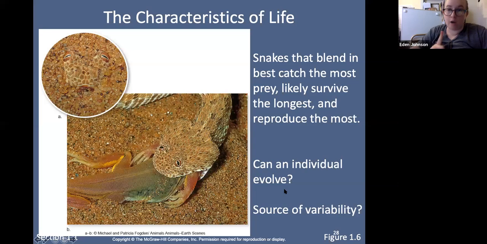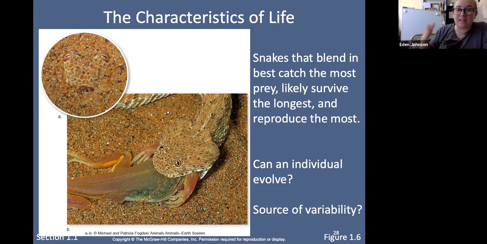So can an individual evolve? No. You are an individual and I am an individual. Can we evolve? No. Can we grow and develop? Yes. Can we change our attitudes and opinions and circumstances and living arrangements? Yes. All of those things can happen. Can we move? Can we migrate? Can we do all of these beautiful, amazing things? Yes. Are they evolution? No.